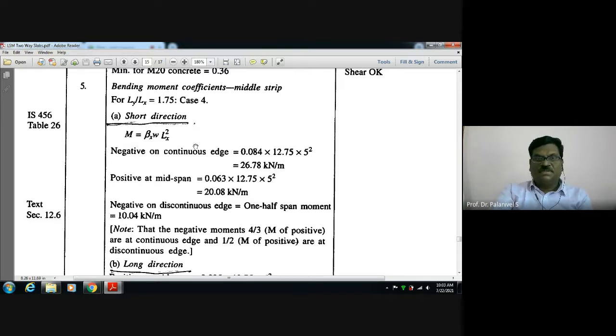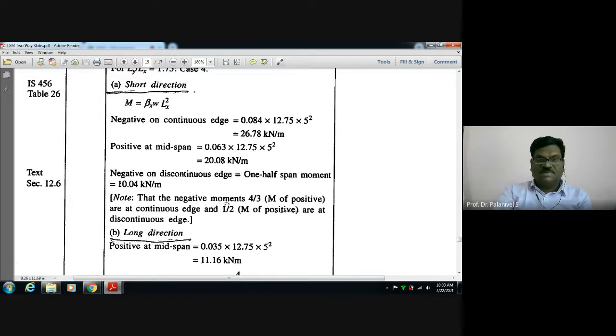But we referred to bending moment coefficients and computed, and it is realized. That's why the author has given the negative moment as 4/3 of M positive at a continuous edge, and 1/2 of M positive at a discontinuous edge. So you can even use this rule to determine the area of steel required, or otherwise the moment induced in those edges. So you got three moments here along the short direction.